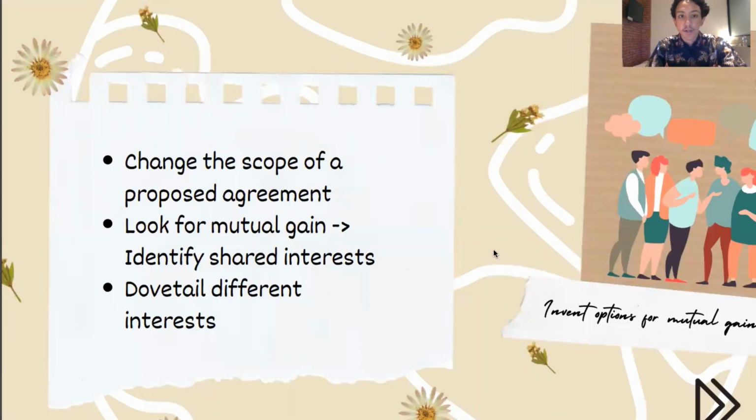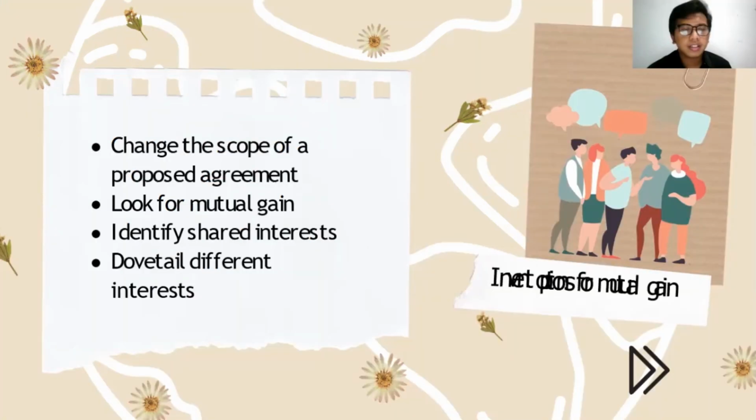Okay, so other key aspects to keep in mind would be to change the scope of the proposed agreement. Not only the strength of the agreement, but also its scope. Also to look for mutual gain by identifying shared interests, because apart from avoiding joint loss, there almost always exists a possibility of a joint gain. And the last one would be to dovetail different interests, because differences can also lead to a solution and eventually to an agreement.